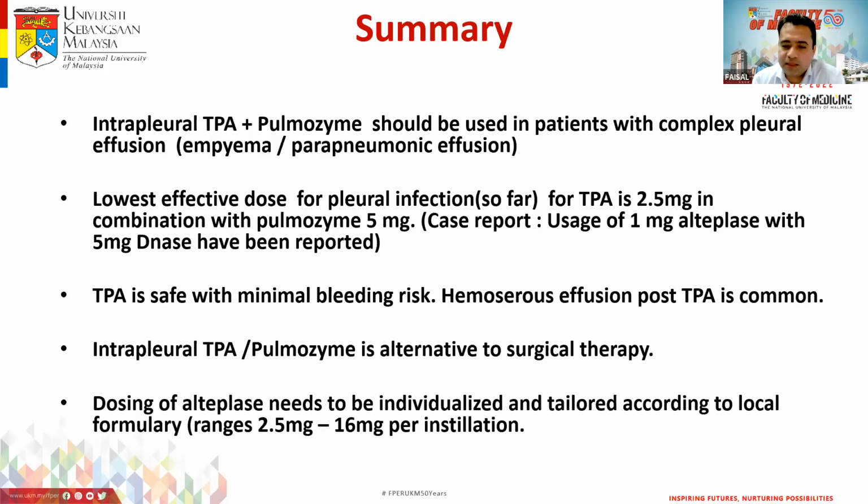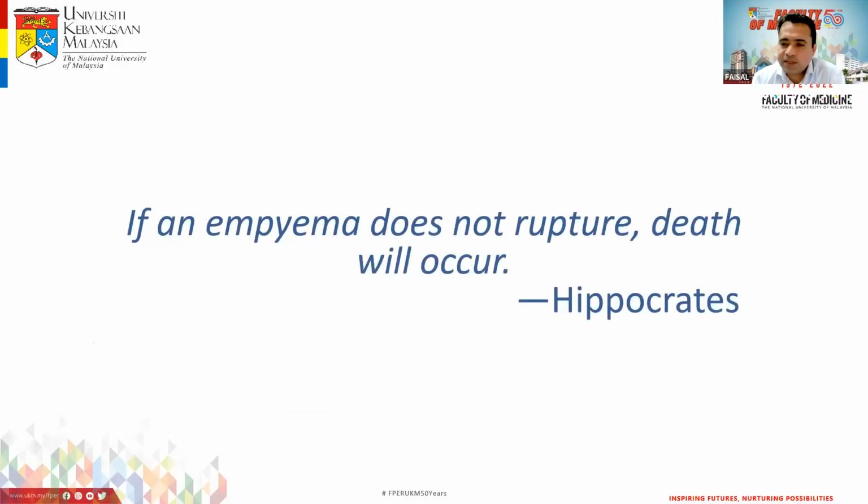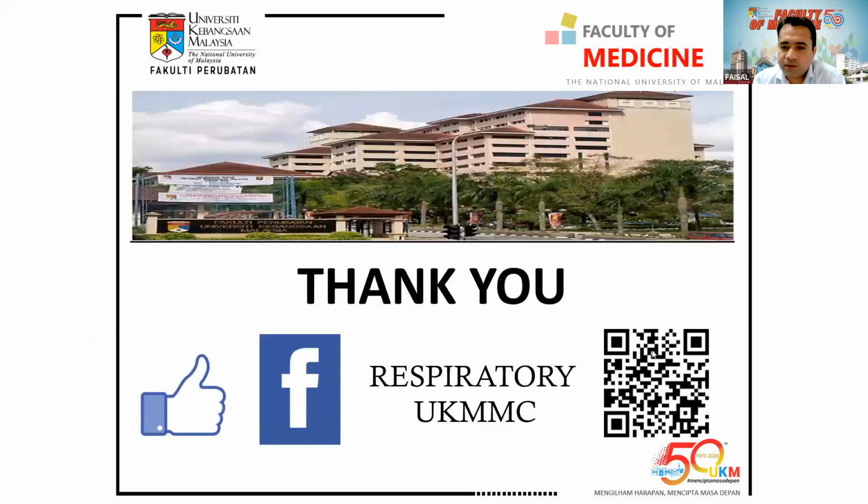And please bear in mind that if you have this combination of altiplate and palmozyme, you need to come up with your own protocol, and whether you want to use 2.5 milligrams and so on. So it must be tailored according to your formulary. And the range of doses that can be used for altiplate is from 2.5 milligrams up to 60 milligrams per instillation. Okay, if an empyema does not rupture, that will occur. That's by Hippocrates. Okay, thank you very much, and thank you for the invitation.